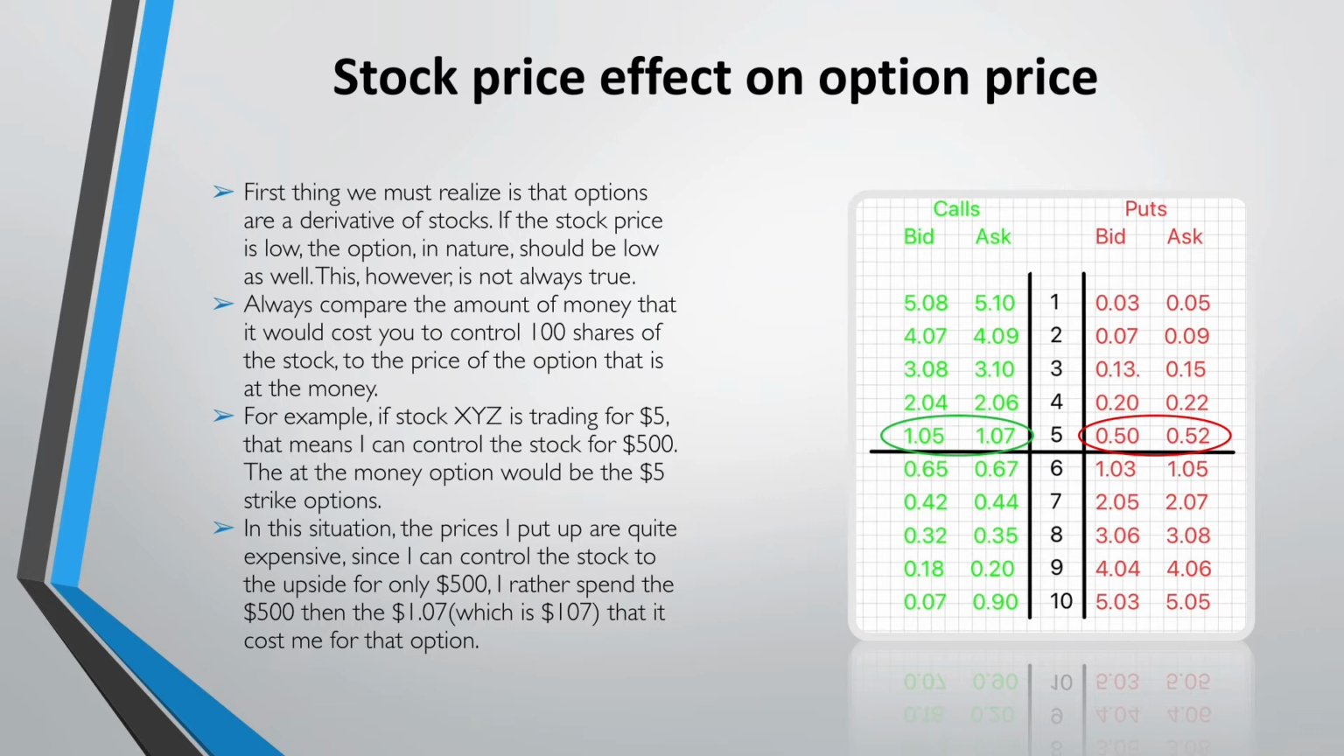Those prices are a little jacked. I apologize for that, but you never know what the prices are going to look like. In this situation, it's a $5 stock. I'm definitely not going to pay 107 for that option. $1.07 times 100 will be $107. I can control that stock for $500.